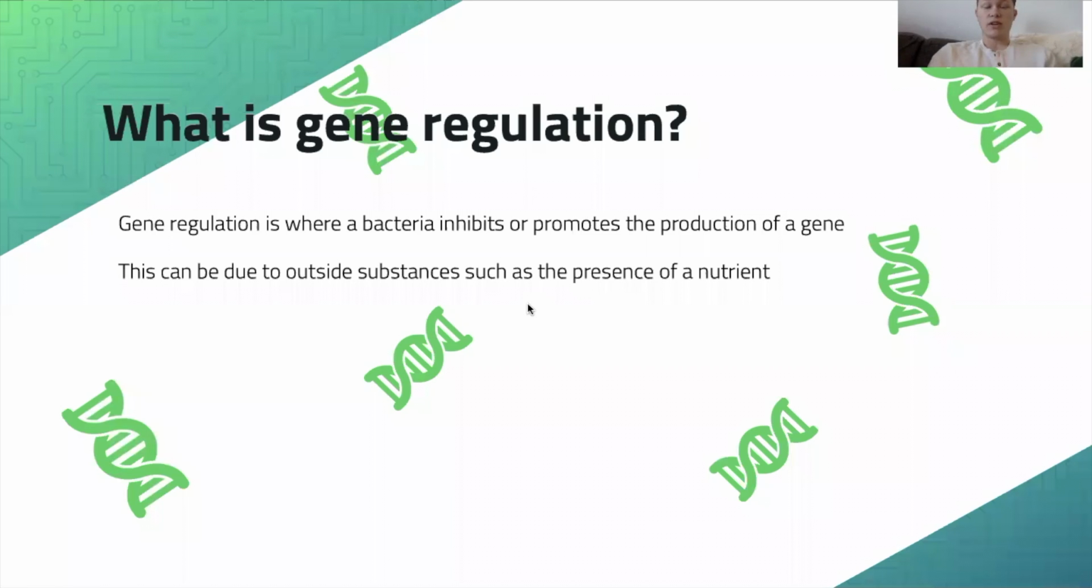So first off, what is gene regulation? It's basically where a bacteria inhibits or promotes the production of a gene, and this can be due to an outside substance, such as the presence of a nutrient. So think of this like in the lac operon, which is the operon that produces the enzyme needed to break down the sugar lactose. This is in response to whether lactose is present in the body or not.